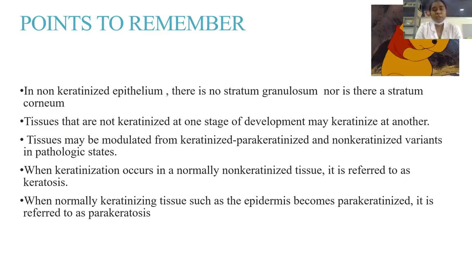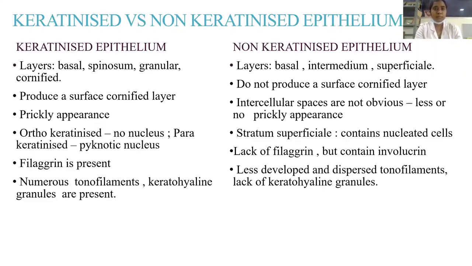So what are the points to be remembered? In non-keratinized epithelium, there is no stratum granulosum, nor is there a stratum corneum. This is a very important point to be remembered. Tissues that are not keratinized at one stage of development may keratinize at another stage. Tissues may be modulated between keratinized, parakeratinized, and non-keratinized variants in pathologic states. When keratinization occurs in normally non-keratinized tissue, it is referred to as keratosis. When normally keratinizing tissue, such as epidermis, becomes parakeratinized, it is referred to as parakeratosis.